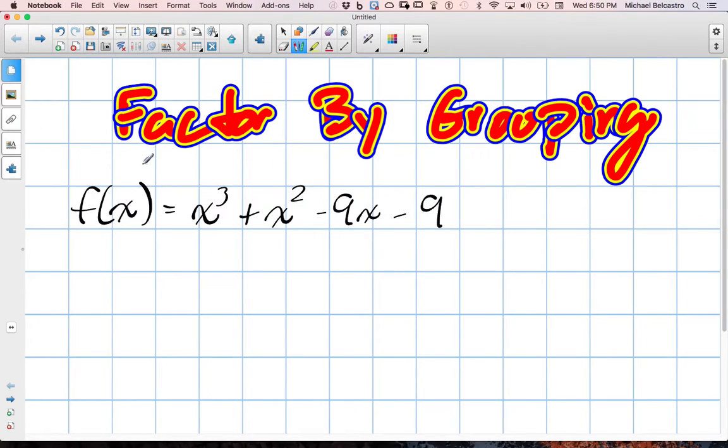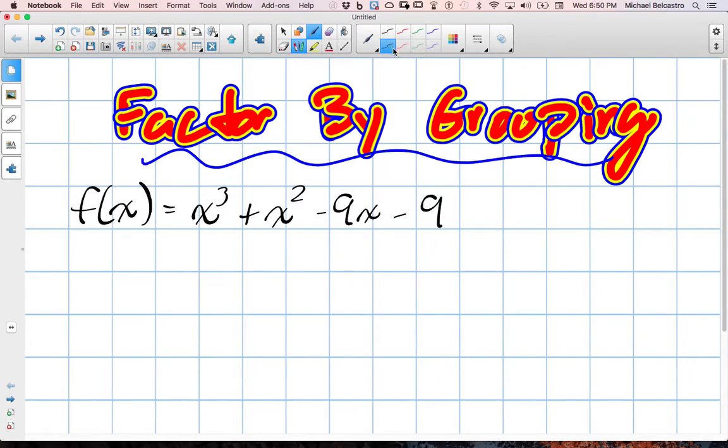Factor by grouping. So when you factor by grouping, here's our equation here. You can actually rewrite the equation many different ways.